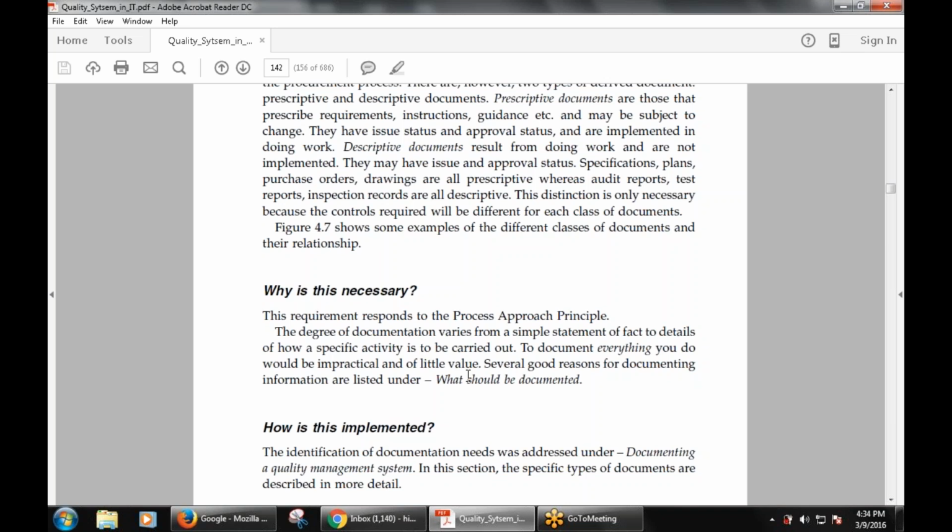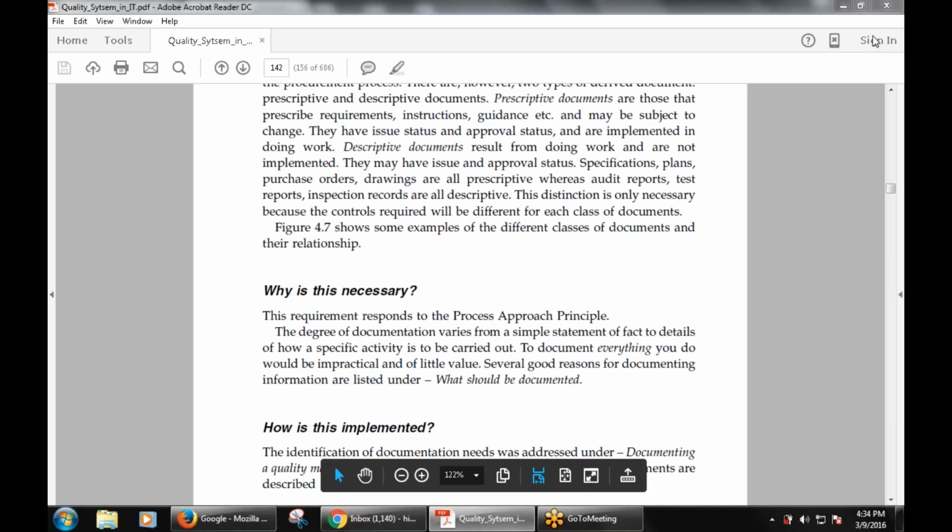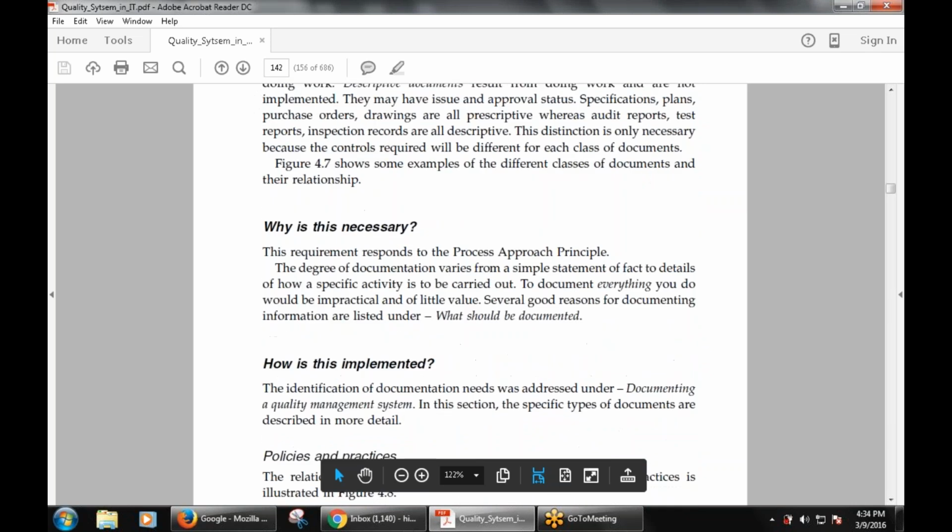The degree of documentation varies from a single simple statement of facts to detail on how a specific activity is to be carried out, and to document everything would be impractical and of little value. The process approach principle is one of the principles that is used in the document analysis.